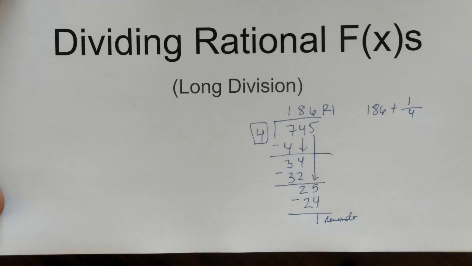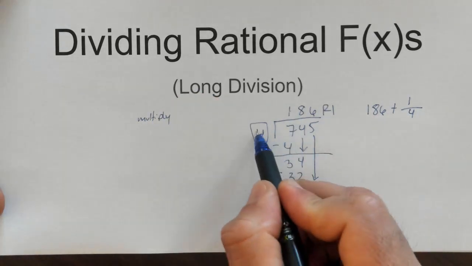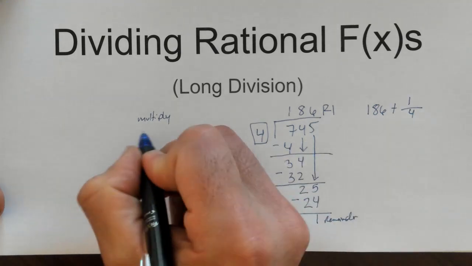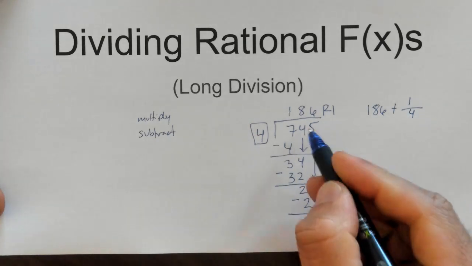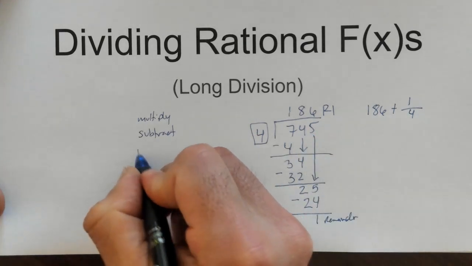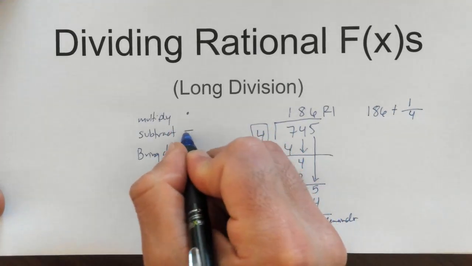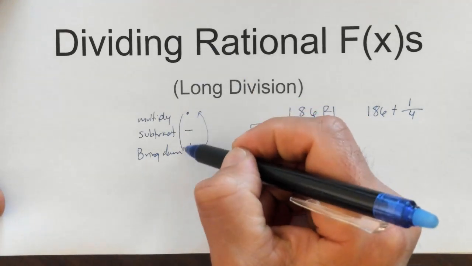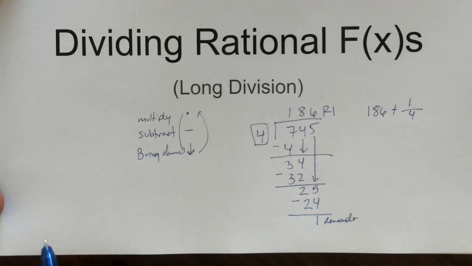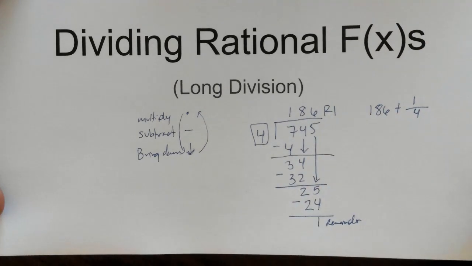If I were to break down the concepts here, this is what I'm going to be doing. I'm going to multiply first, right? 1 times 4 is 4. Then we subtract. Once we subtract, we bring down the next term. Bring down. Multiply, subtract, and then bring down. These are the 3 steps that we're doing constantly, right? And we're going to use these 3 steps when you're dividing polynomials as well. So let's do a few examples. My goal is to do 2 or 3 examples, and let's give it a go.